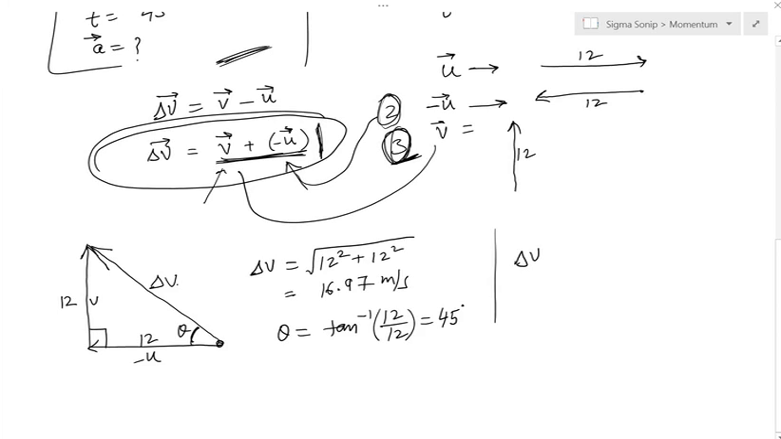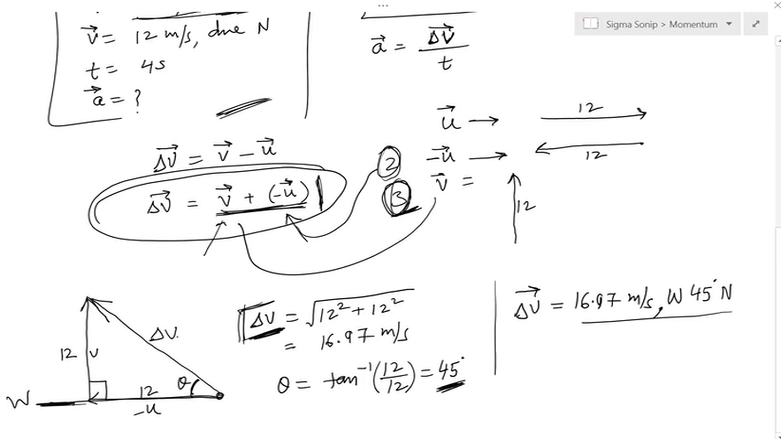So now I can write my delta v properly. I can say that delta v, with an arrow indicating that I'm talking about the vector, is equal to, here I was talking about just the length of delta v, so delta v is equal to 16.97 meter per second. Now you have to be careful about the direction that we got here. This direction 45 is from the west towards the north. So west 45 degrees towards north. So that's my delta v.